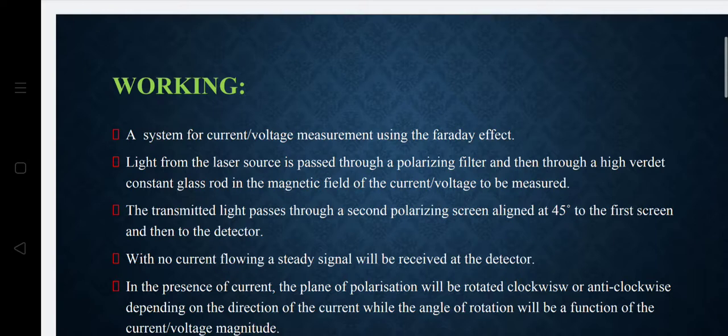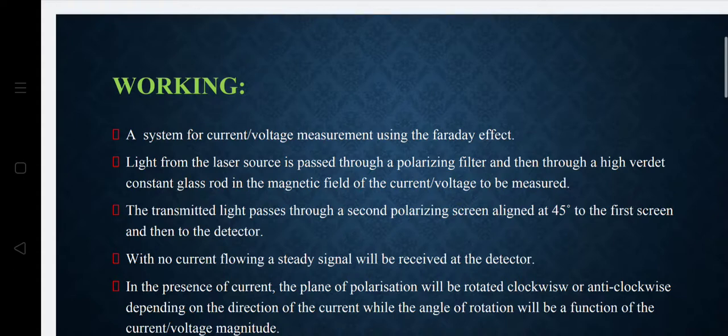The transmitted light passes through a second polarizing screen aligned at a 45-degree angle to the first screen and then to the detector. With no current flowing, a steady signal will be received at the detector. In the presence of current, the plane of polarization will be rotated clockwise or anti-clockwise depending upon the direction of the current, while the angle of rotation will be a function of the current or voltage measurement.